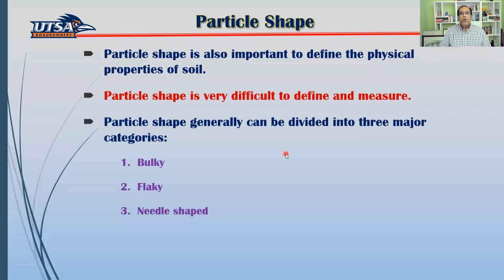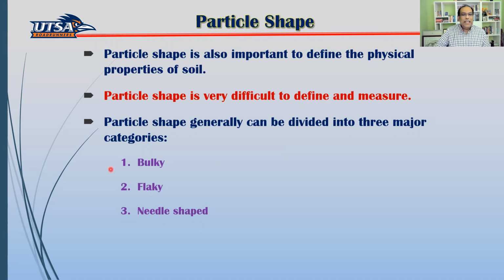Now, we also need to know the shape of the particle because this is also very important for the physical property of soil, meaning the strength property of soil. Particle shape is very difficult to define and measure because particles are very small in size, right? But we can divide the particles into three different shapes: bulky shape, flaky shape, and needle shape. From the name, you can understand that this one is kind of bulky. This one is flaky, like sheet type, like mica sheet. And the needle type is basically like a needle, like attapulgite clay minerals, which are kind of needle shaped.